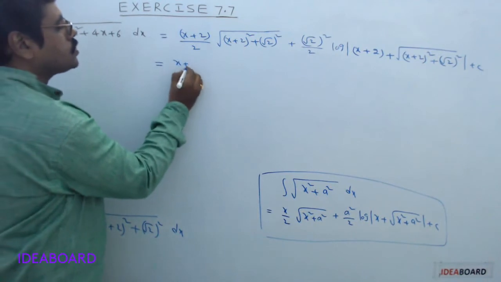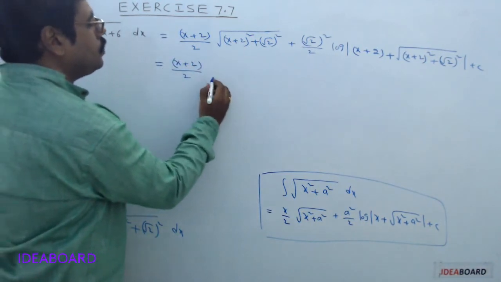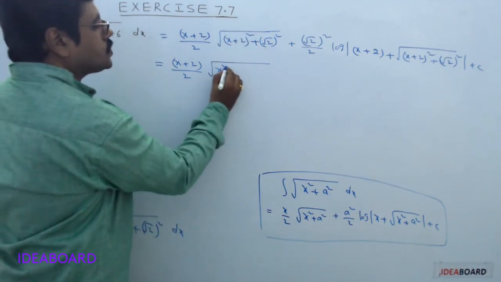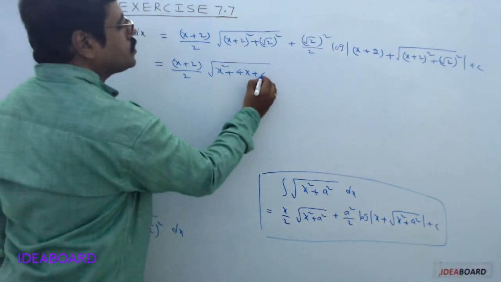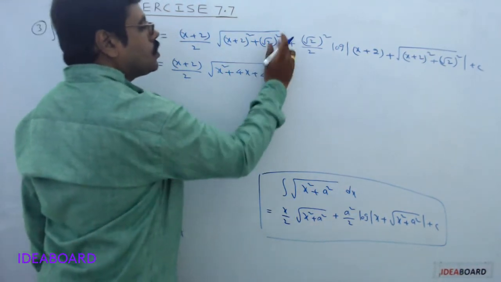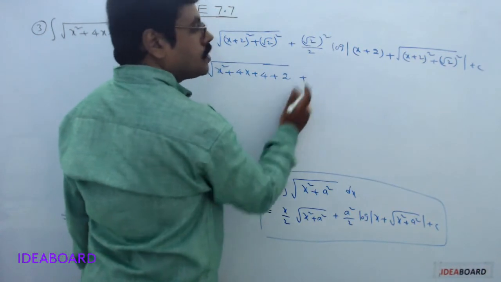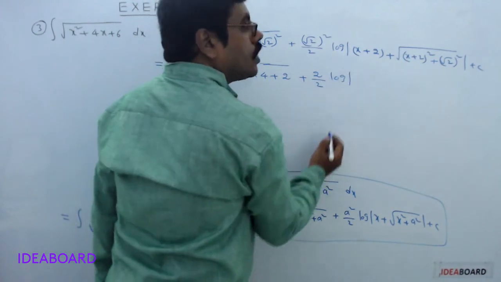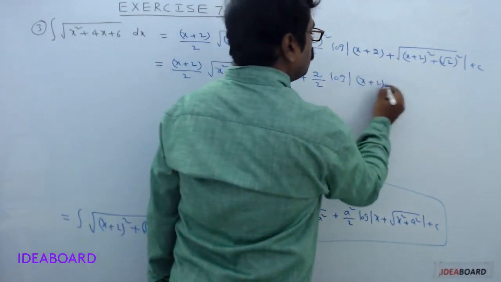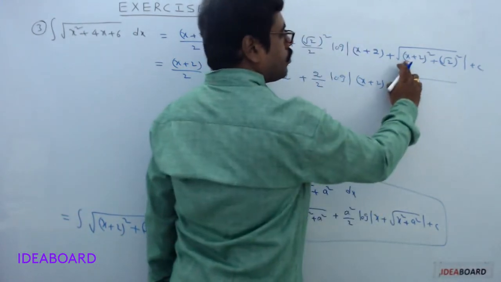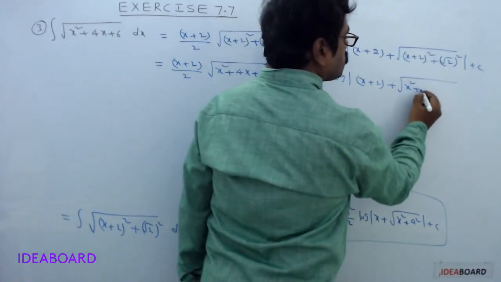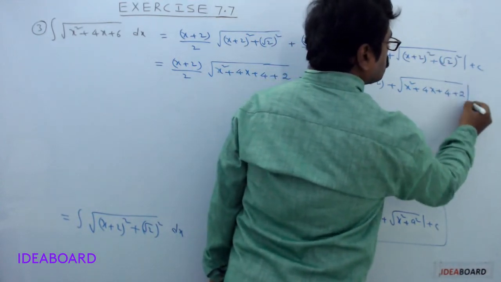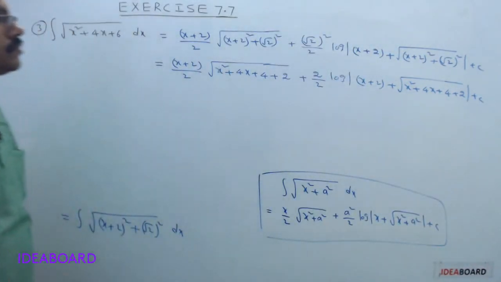Now this is x plus 2 divided by 2 into square root of, use a plus b whole square formula, x square plus 4x plus 4 plus root 2 whole square is 2, divided by 2 into log mod of x plus 2 plus square root of, apply a plus b whole square formula, x square plus 4x plus 4 plus root 2 whole square is 2, plus c.